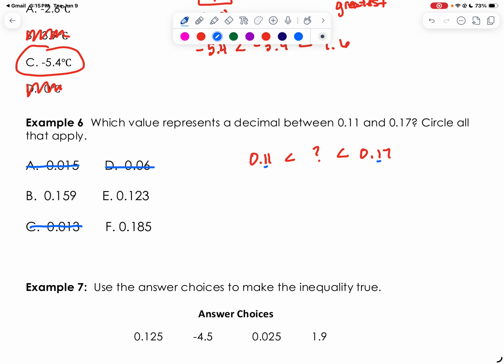And to make this statement true, the number has to be bigger than 0.11 and smaller than 0.17. So now I'm going to eliminate F because that's 0.18. So that's not smaller than 0.17. So the only two that are between 0.11 and 0.17 are B, 0.159, and C, 0.123.